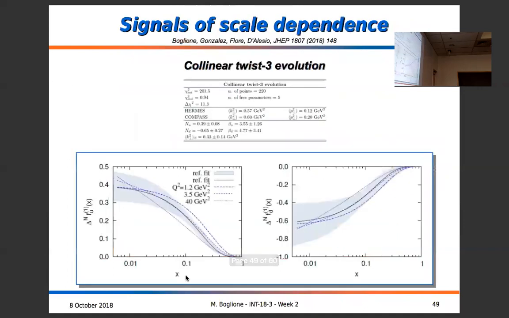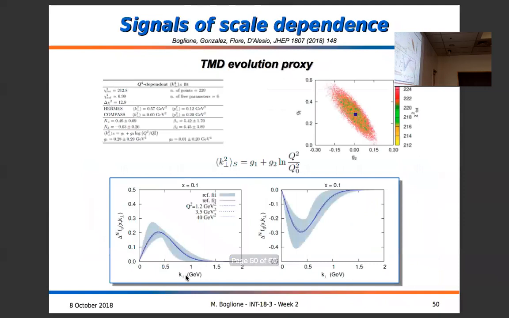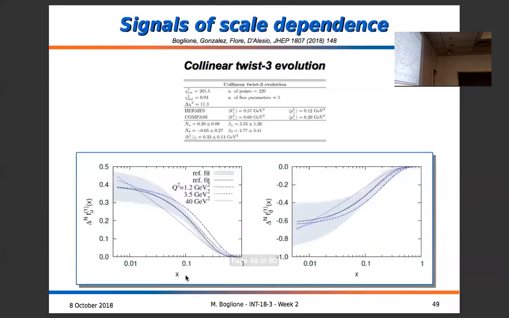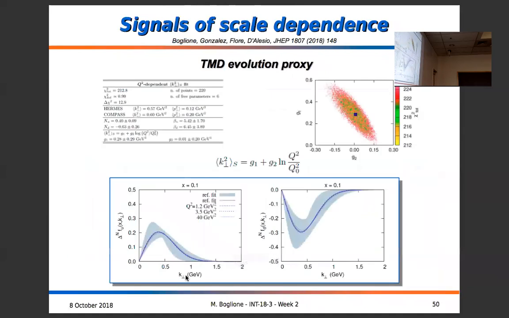What we found is that in the collinear twist-three evolution, there is quite a good distinction between the lines calculated at different q-squared. You can tell the difference here. The continuous line in the middle is the reference fit, so the fit without any evolution. For the TMD case, let me just say that here the evolution proceeds only through x. There's no intrinsic transverse momentum in this picture. Here, instead, you can hardly tell the difference between different values of q-squared.